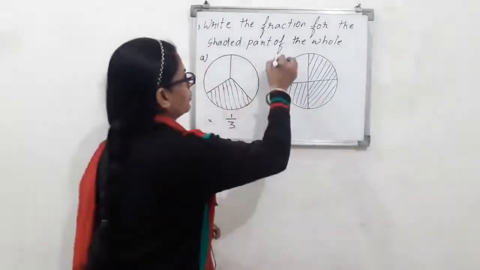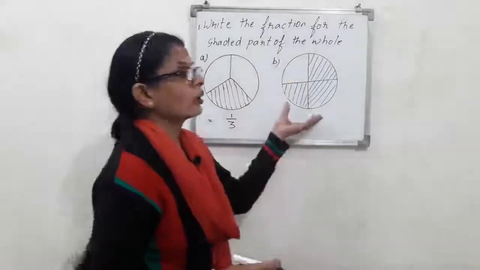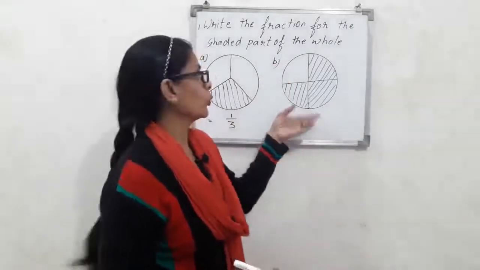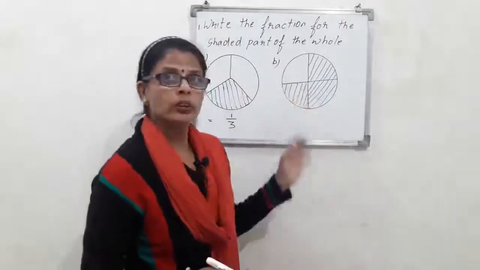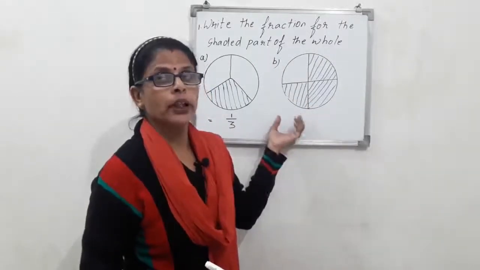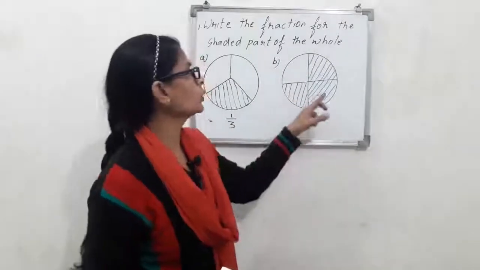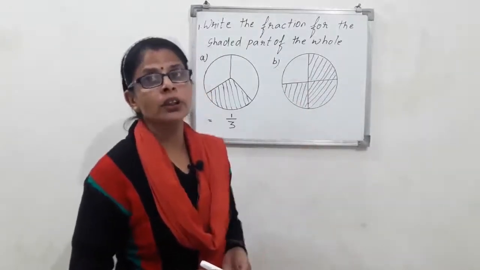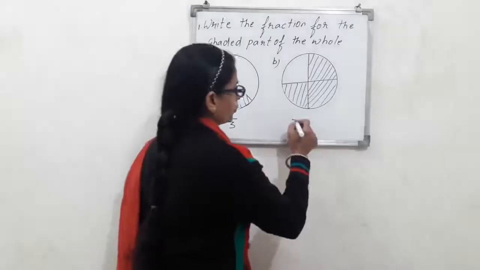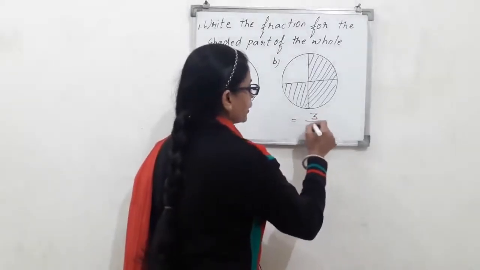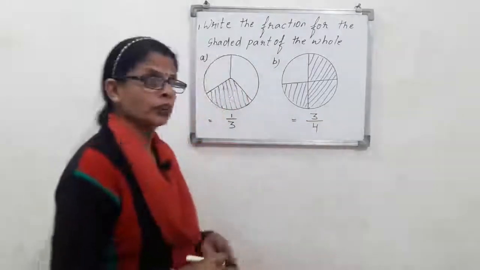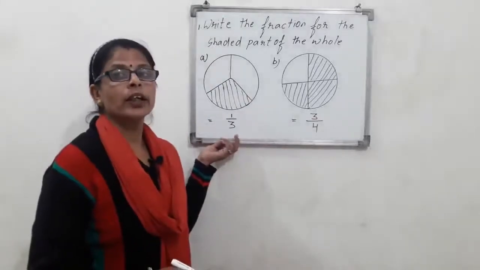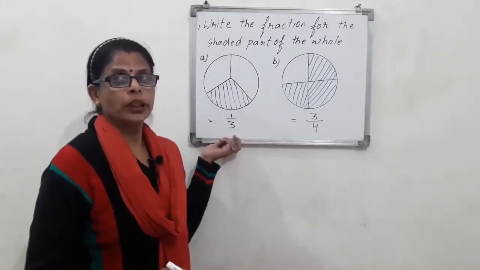Next, B. How many parts are there? 4. 1, 2, 3, 4. There are total 4 parts. And how many are shaded? 1, 2, 3. 3 parts are shaded. So what will be the fraction for the shaded part? 3 upon 4. Because 3 are shaded and total parts are 4. Clear? In this way, we will do the remaining exercise.